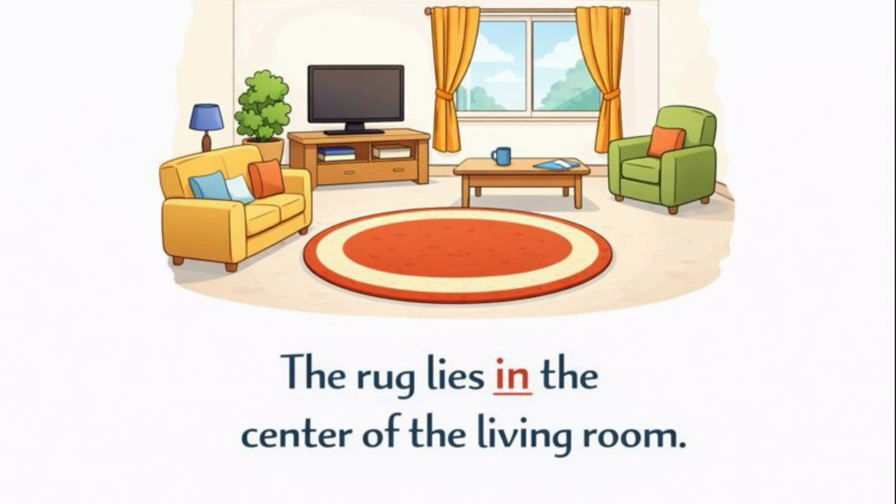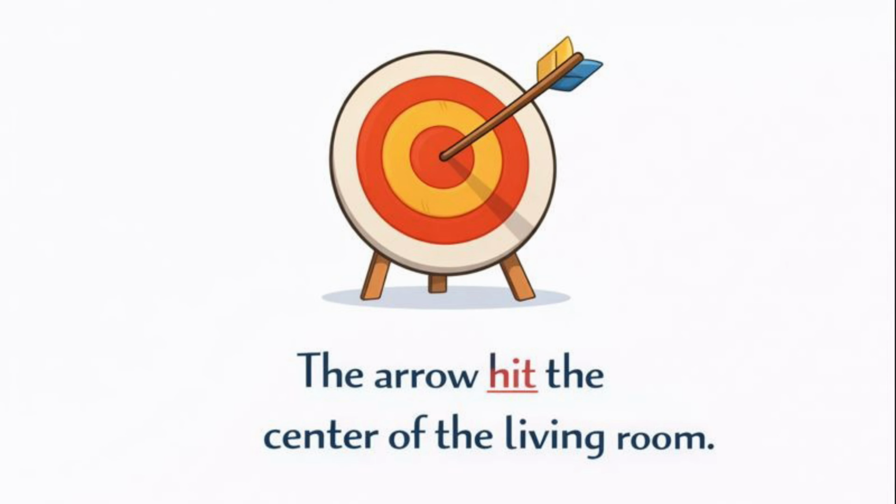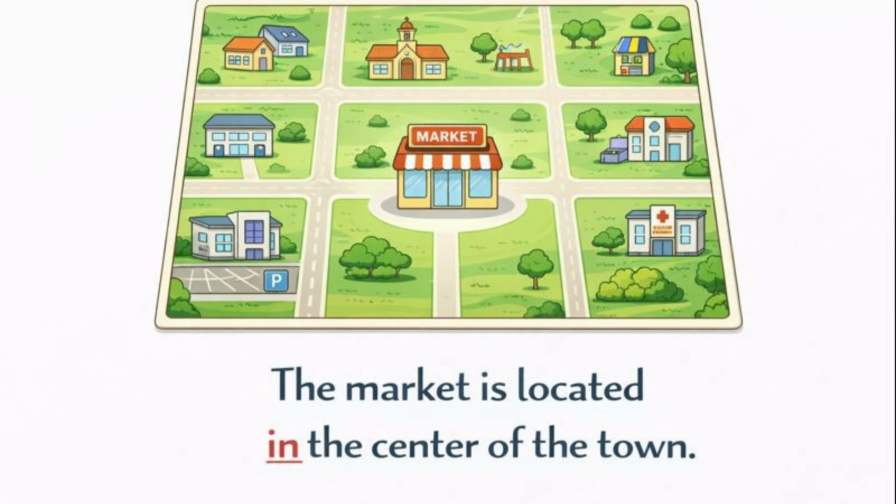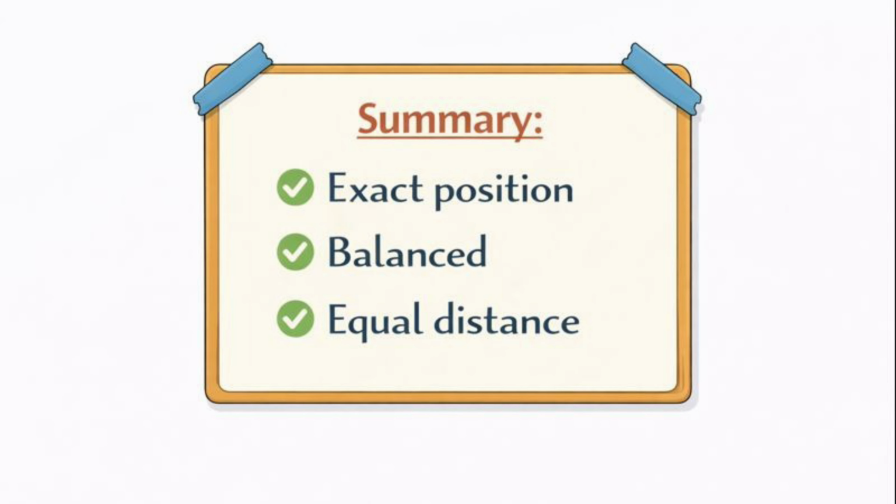Now imagine interior design. The rug lies in the center of the living room. Again, exact balance is shown. Let's look at accuracy. The arrow hit the center of the target. This is a perfect central hit. Finally, here's another clear example. The market is located in the center of the town. This shows central location.